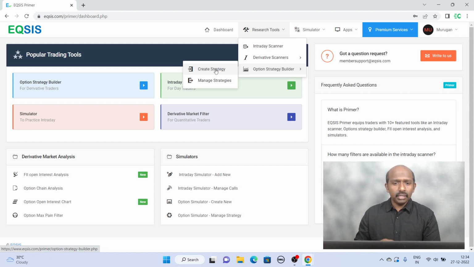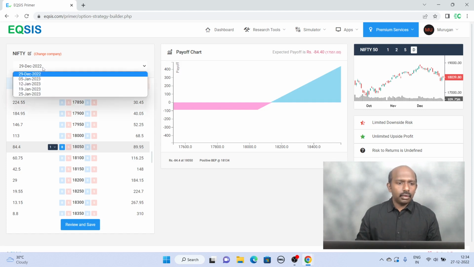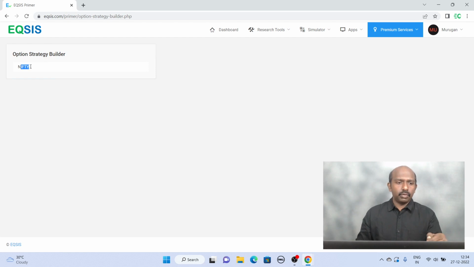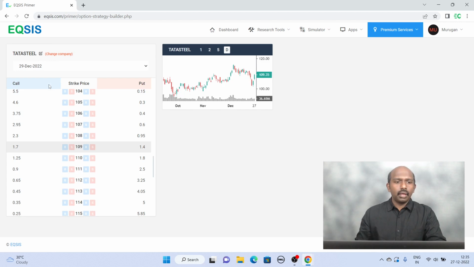Once you hit the button called create strategies, by default it loads the option strategy with the symbol Nifty, and with the current expiry, which is 29th December. But if I wish to change it to another company, let's say Tata Steel, I can pick up Tata Steel. This is available for a couple of expiries, the current expiry and the next expiry as well. So if I wish to work with the next expiry, I can change the expiries. And what you see on the left-hand side is the option chain.